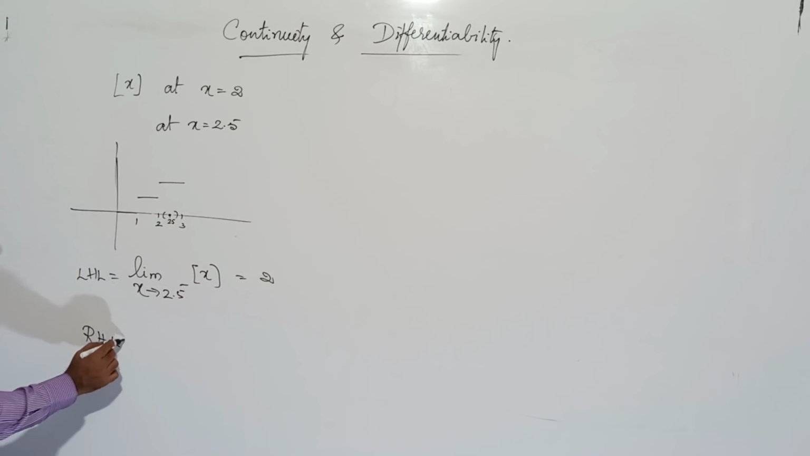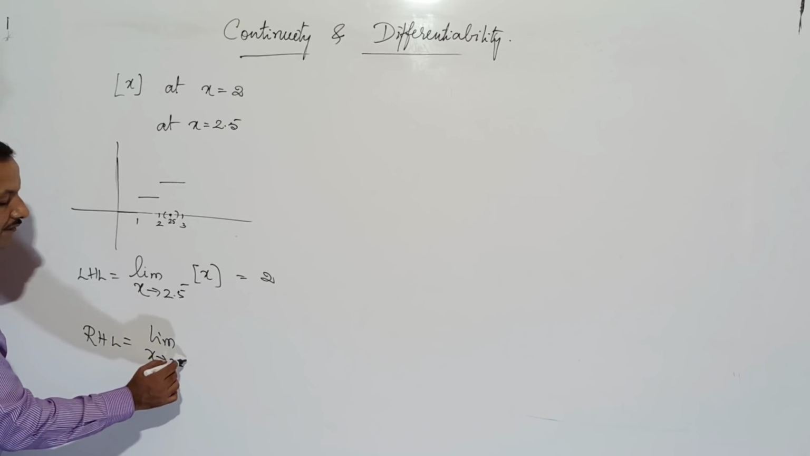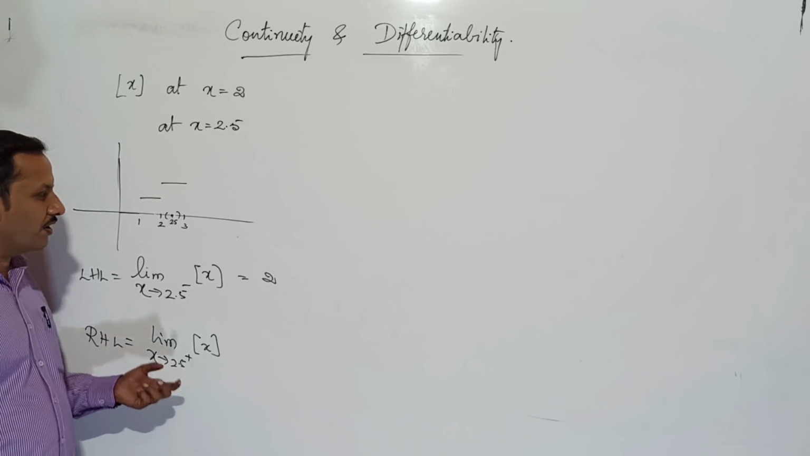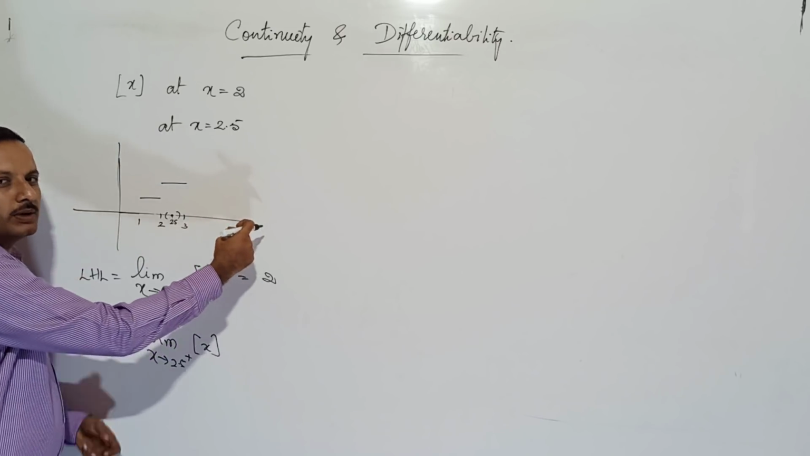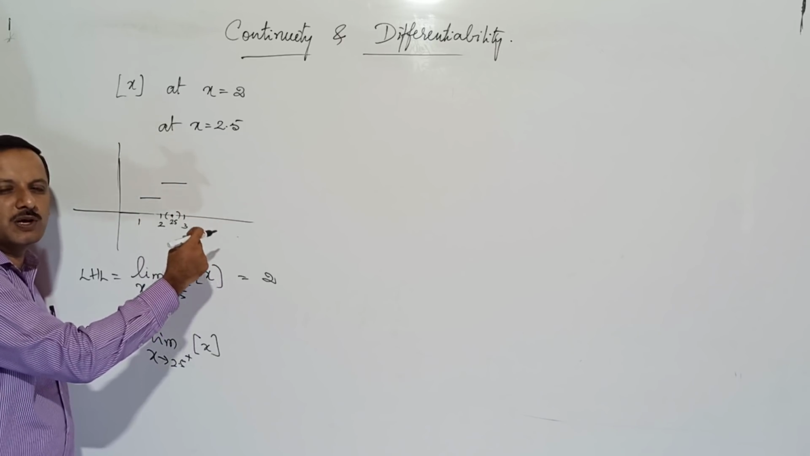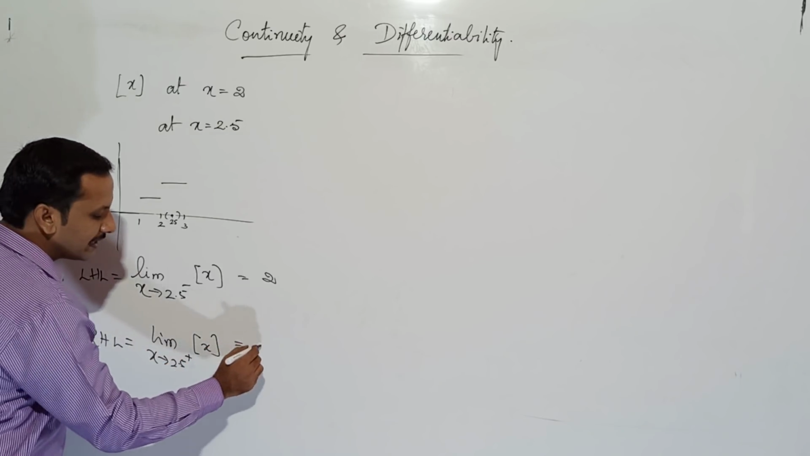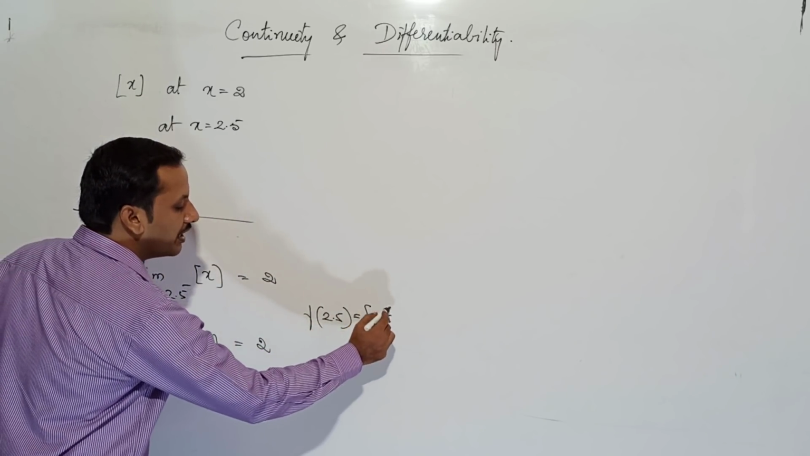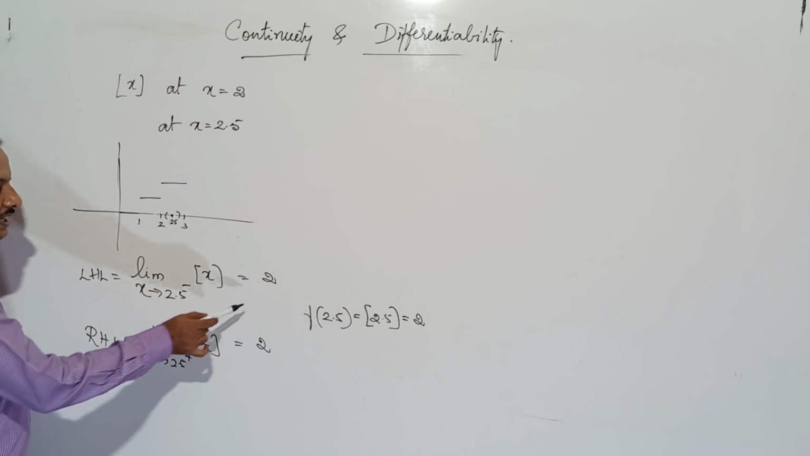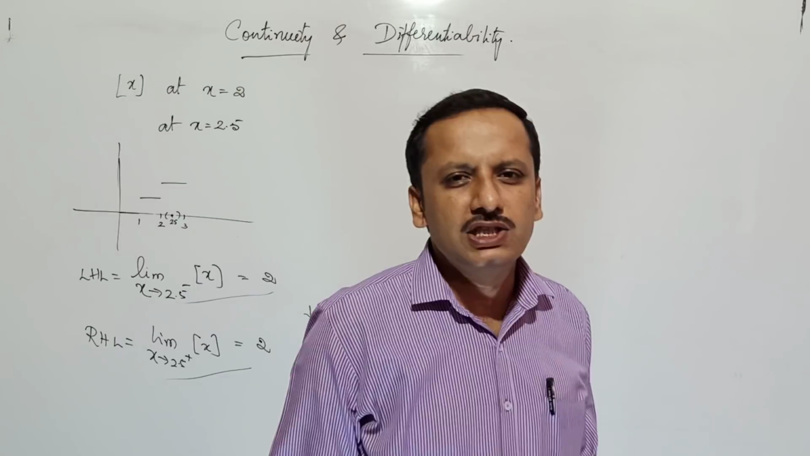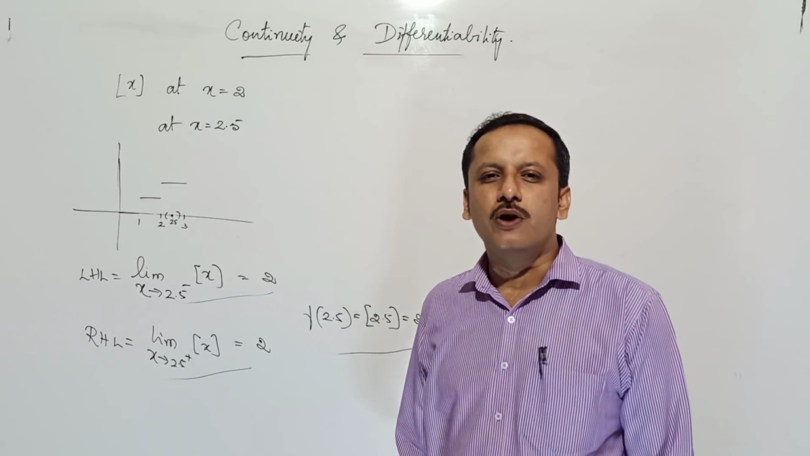On the other hand, the right hand limit is equal to limit x tends to 2.5 plus. When we write x tends to 2.5 plus, its meaning is that x is very close to 2.5 but greater than 2.5. X is approaching 2.5 from the right side. So x may take values somewhere around 2.6, 2.55, 2.51, 2.5001, and the step x value is also equal to 2. As you observe here, the left hand limit is 2, the right hand limit is 2, and the function value is also equal to 2. So the function is continuous at x equal to 2.5.